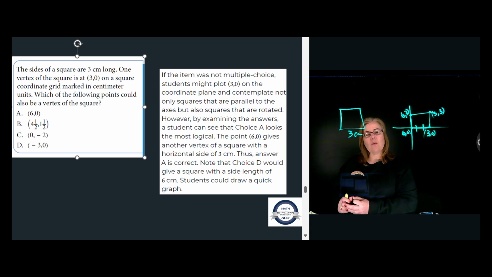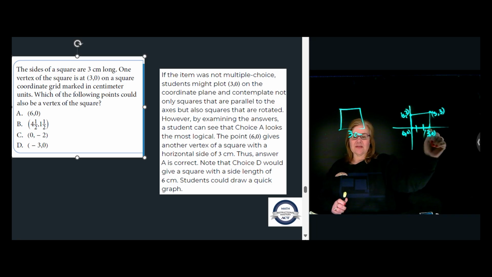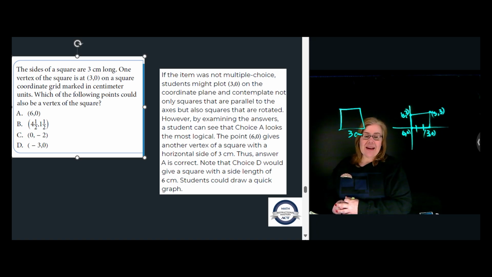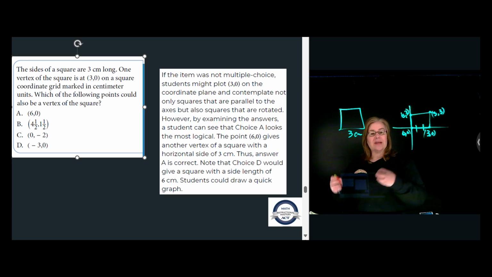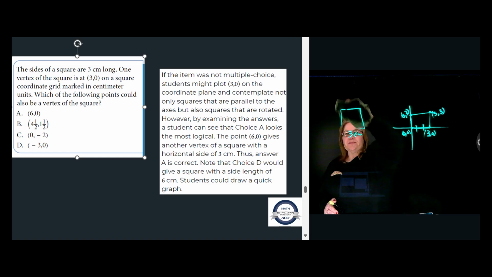Now you're saying, Ms. Killen, why just those two? Why couldn't it be B or C? Well, if we have (4.5, 1.5) and we know that this was one of our vertices, for us to get to that 4.5 and that 1.5, we're not going to be able to use the length as 3 centimeters. Or if we're using that (0, -2), we're not going to be able to use that rule of one of our sides being 3 centimeters. So A and D would be more of the logical choices, which is why I skipped those two.